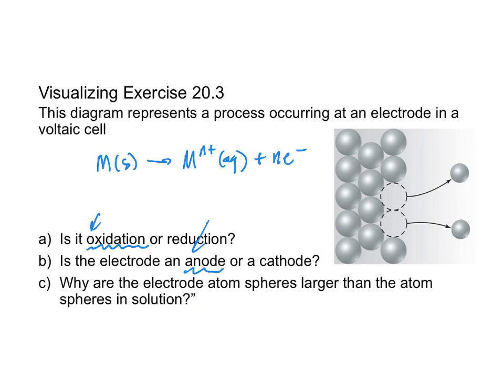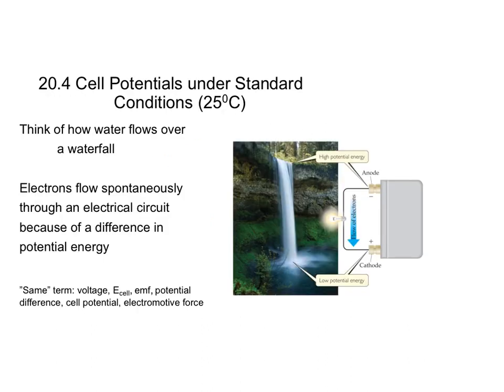Why are the atom spheres larger than the spheres in solution? Well, remember, the radius of an atom is always larger than the radius of a cation, and that comes back to us from chapter 7 and 10. That gets us started. So here's this new section, cell potentials under standard conditions.